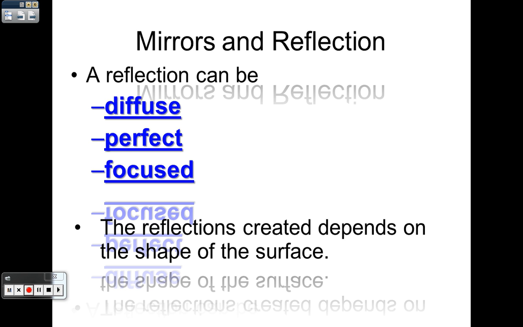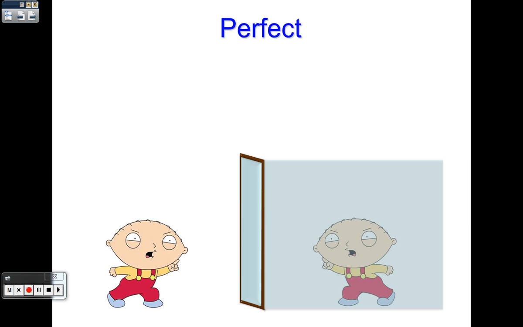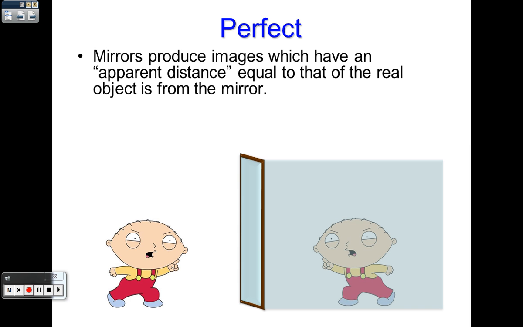So we're first going to talk about perfect, okay? Looking in a mirror. So when you're looking in a mirror, and that is a plane mirror, not a carnival mirror, a plane mirror, you should end up with a perfect reflection. So the first thing is that the distance you are from the mirror is equal to the distance the image appears to be inside the mirror.